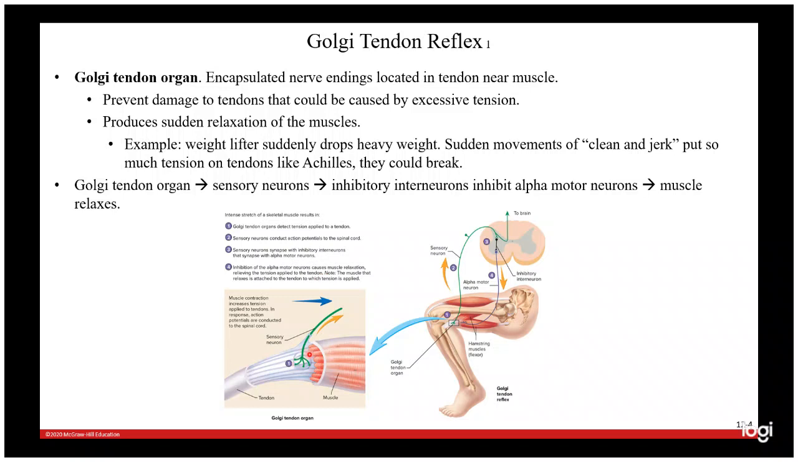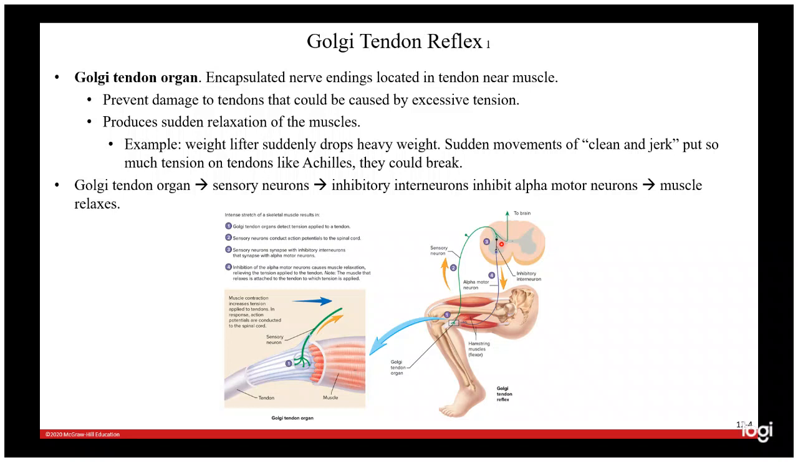The sensory neurons that detect that tension conduct action potentials straight to the spinal cord, which hopefully you figured out goes through the dorsal root. It goes through the dorsal root into the spinal cord. It synapses with interneurons that then feed to the alpha motor neurons that we just talked about. So when you inhibit the alpha motor neurons, this is where those EPSPs and IPSPs come into play. When you inhibit the alpha motor neurons, it causes muscle relaxation.